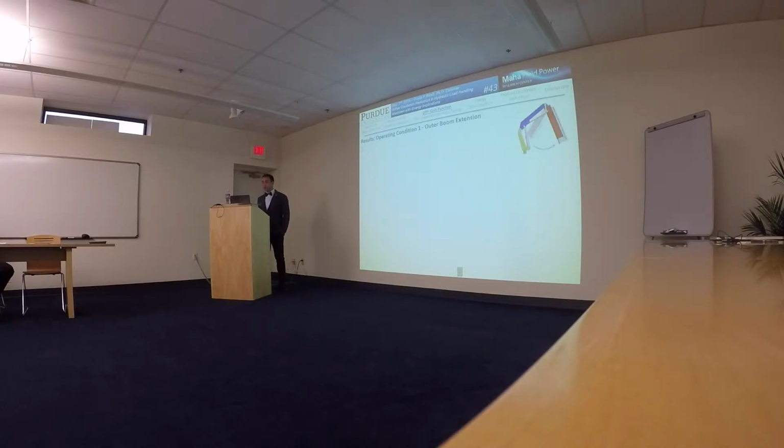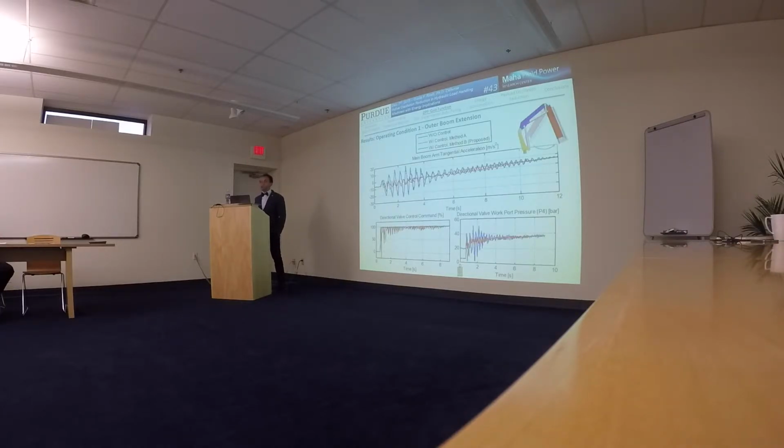So for the first case, here we can see the result of the optimization with the parameters. And now we are comparing the acceleration, the directional valve control command, and the pressure measured on the workboard. And so these three lines, of course, the first one, the blue one, is without control. And the green one is with method A, which is the method that uses the accelerometer. And the second one is method B, which is the one I propose that does not use the accelerometer.